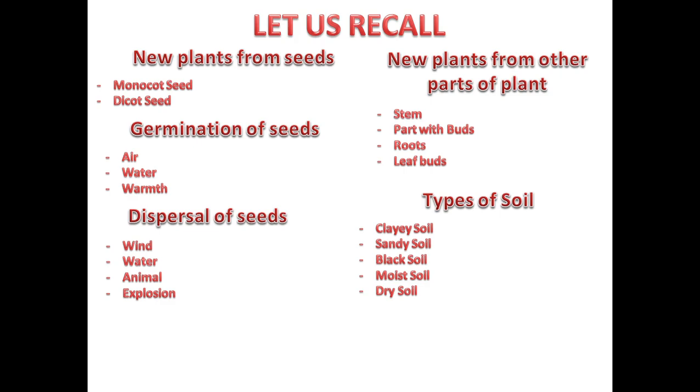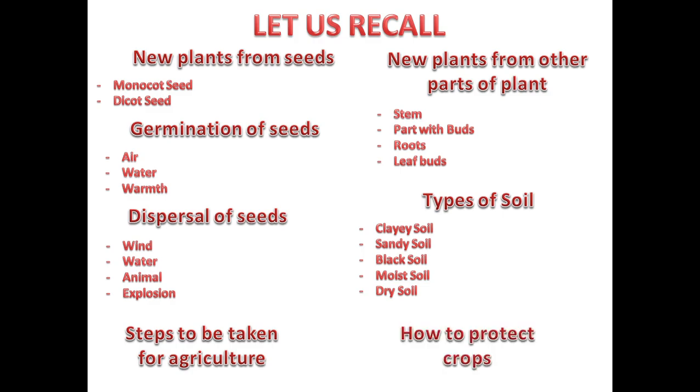And last but not the least, we have also learnt steps to be taken for agriculture. Like proper irrigation should be there, insecticides and pesticides should be sprayed, manures and fertilizers should be used to give nutrition to soil, and how to protect crops against insects, to keep them in airtight containers.